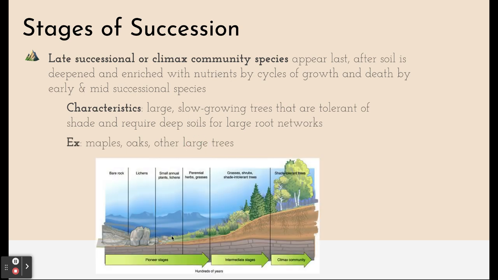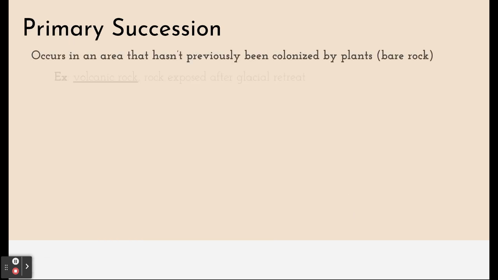All right, and again, you can kind of see, if I were to ask you, looking at this picture, which type of succession do we see here? You would notice right away that there's bare rock. So this is going to be primary succession, and this is a really nice picture to show you those stages again.